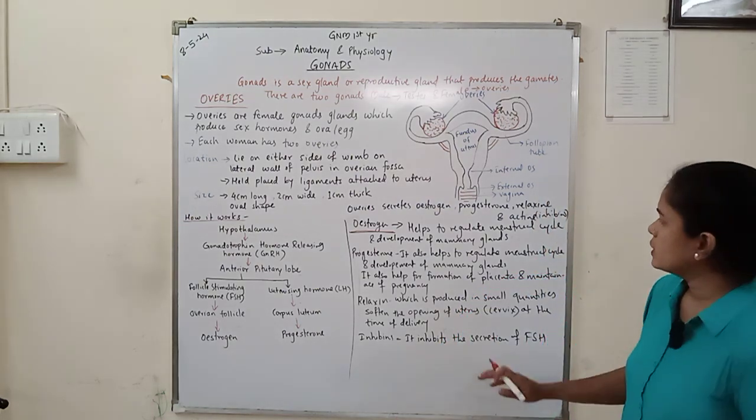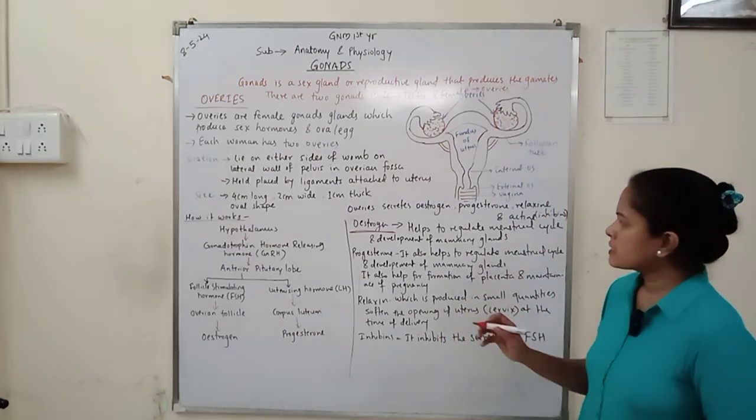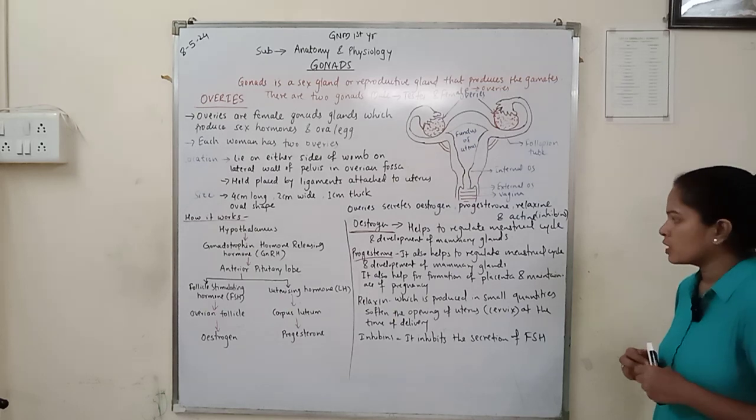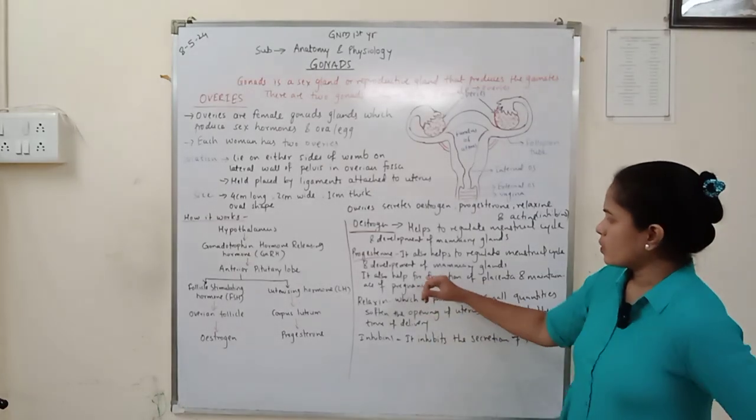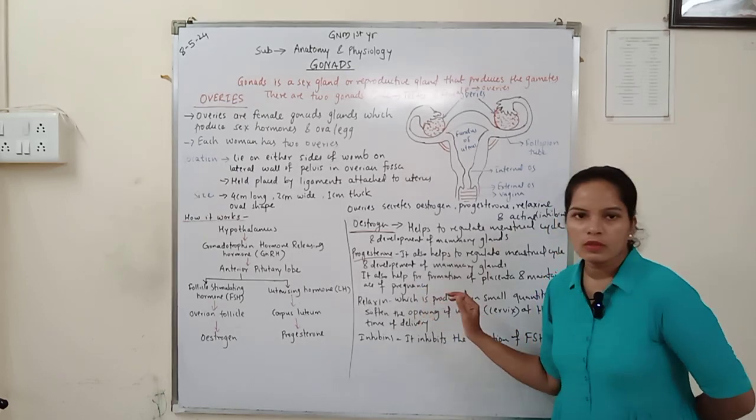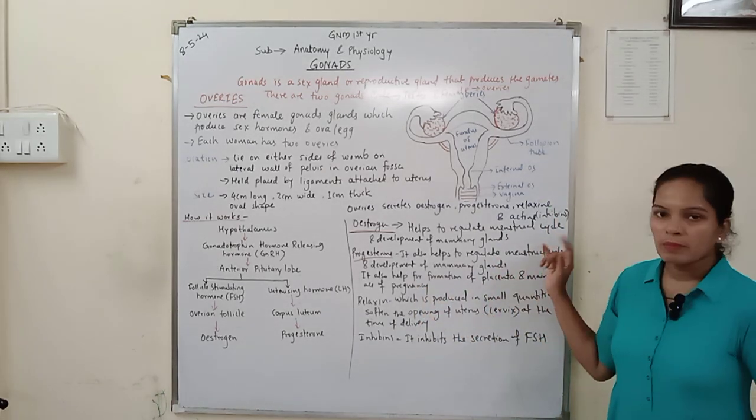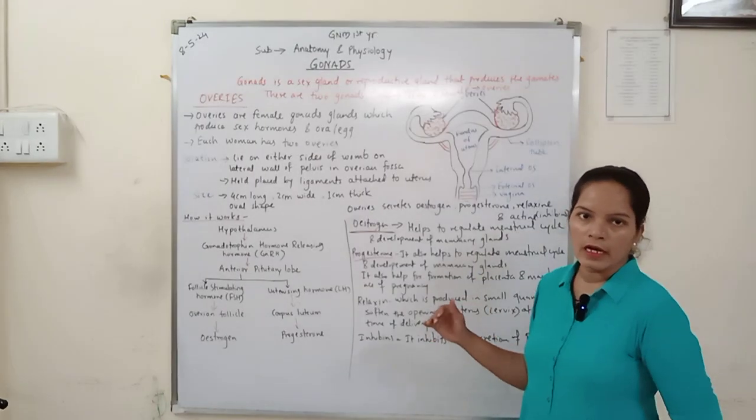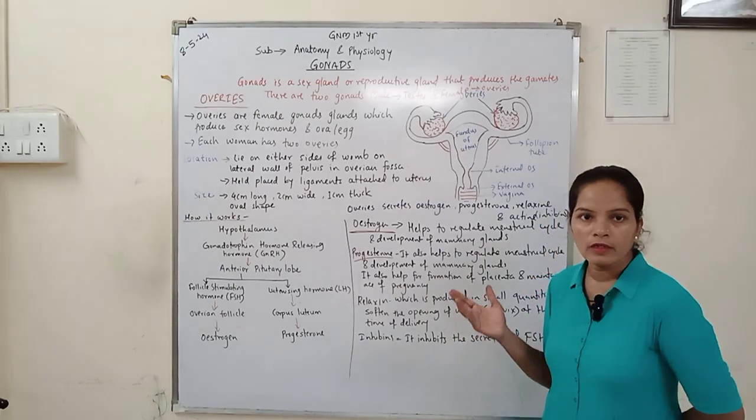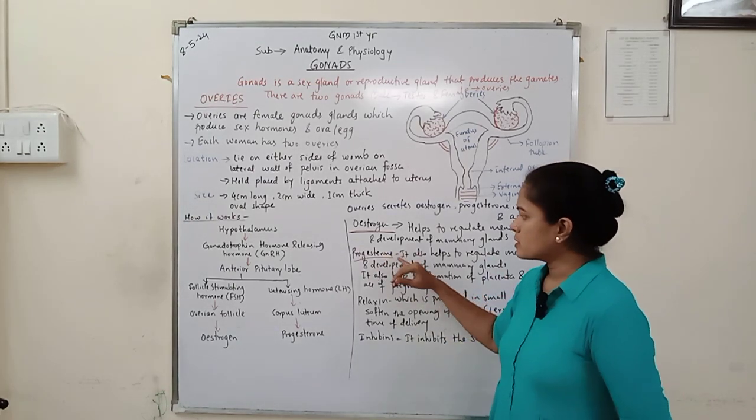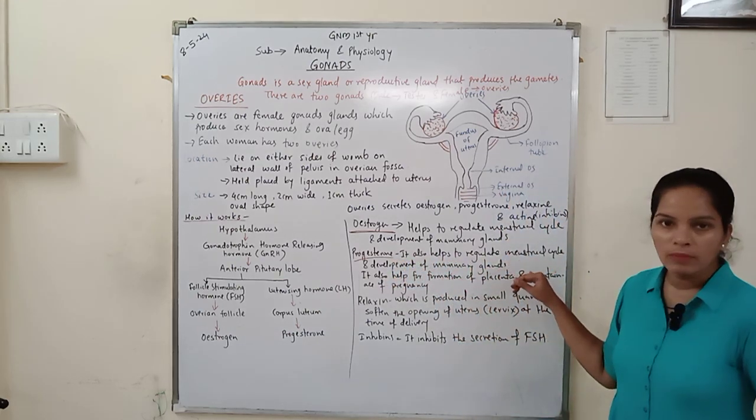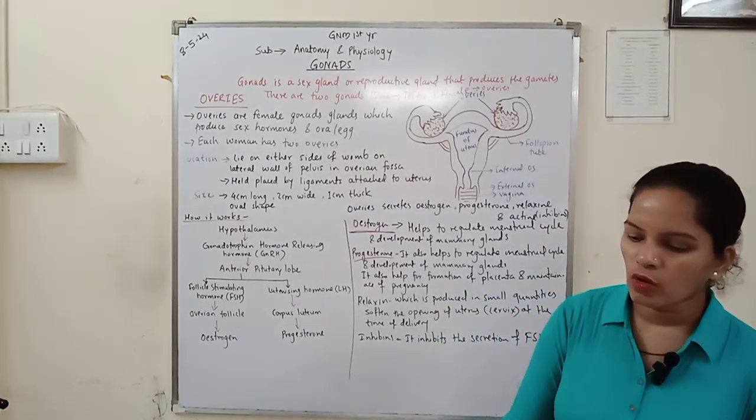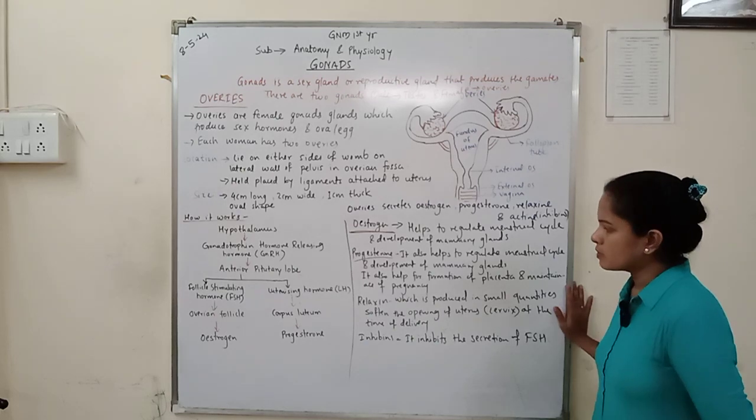So it helps in the development of mammary glands. The second hormone is progesterone. Progesterone also helps to regulate the menstrual cycle and the development of mammary glands. It also helps for the formation of placenta during pregnancy and the maintenance of the pregnancy. It maintains the pregnancy and forms the placenta in pregnancy. What is the work of progesterone? It helps to regulate the menstrual cycle and development of mammary glands, and the formation of placenta and maintenance of the pregnancy.